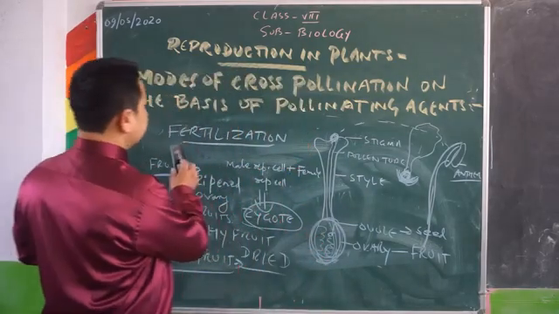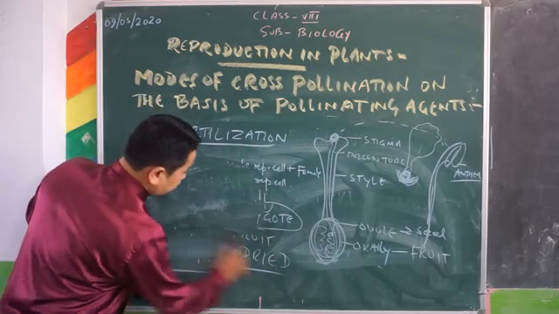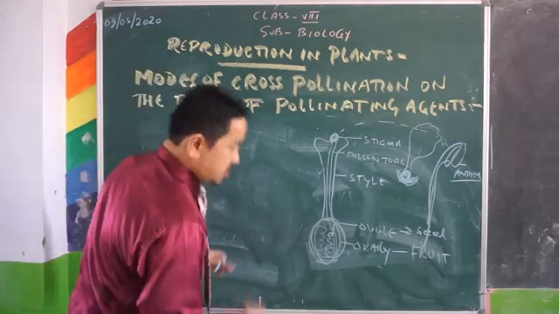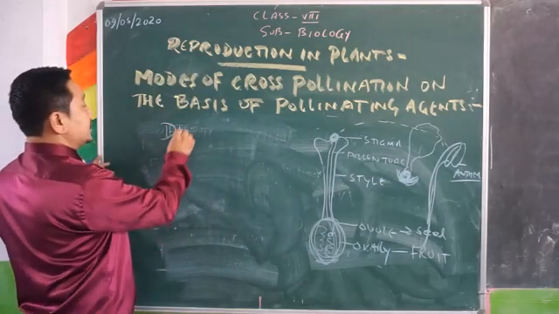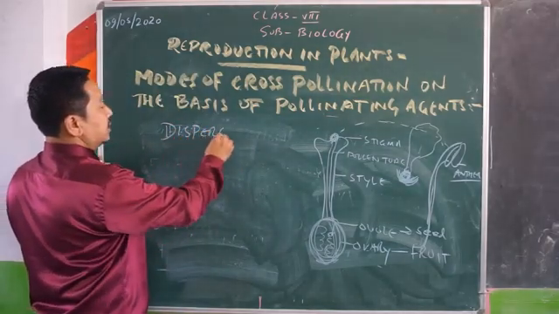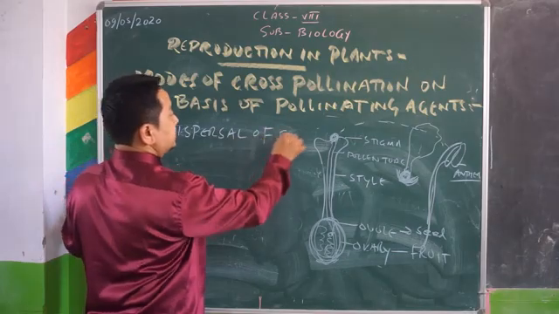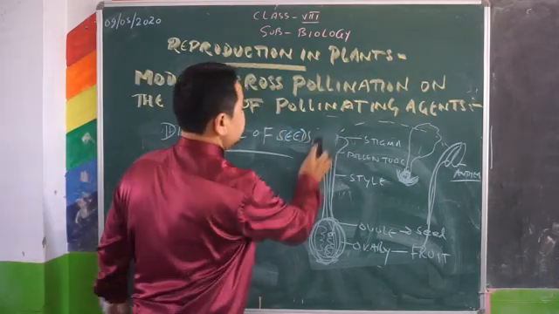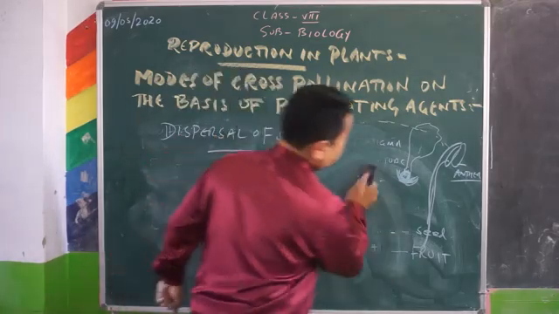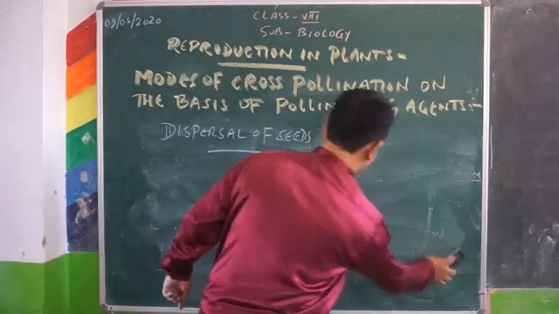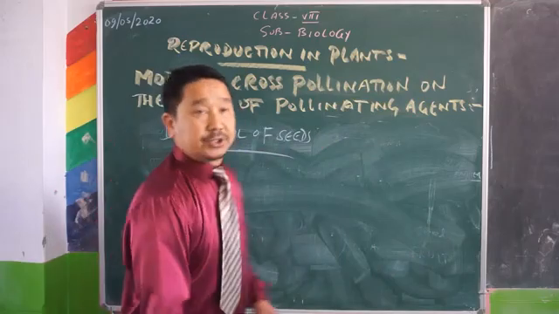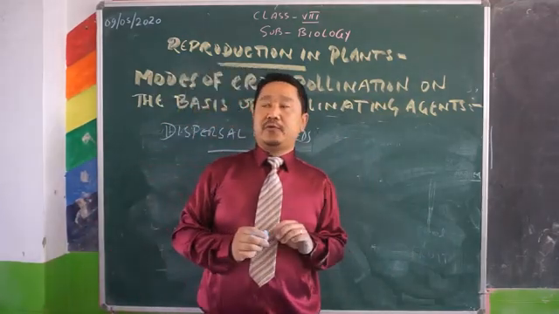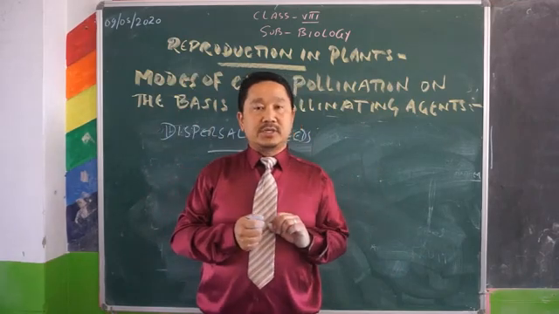So then at the end, we have another subtopic we go through, which is dispersal of seeds. Dispersal of seeds. You see? So what happens is that, just remember, let us consider a mango tree.